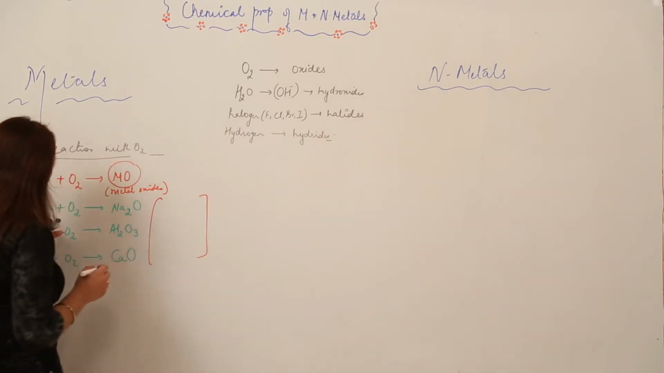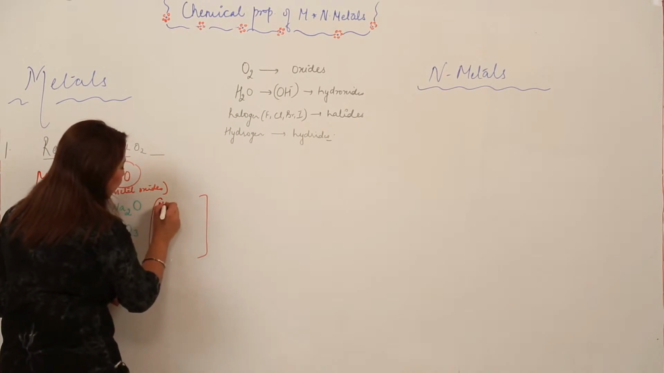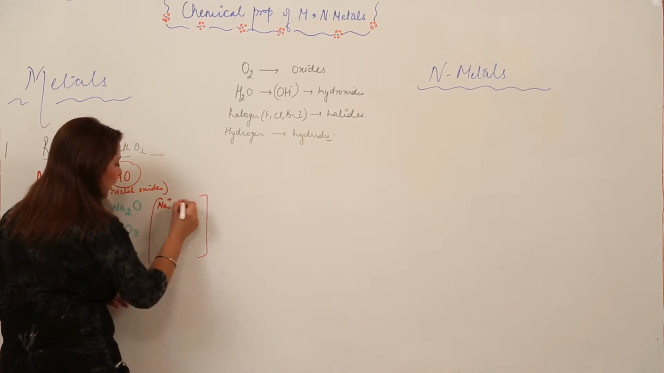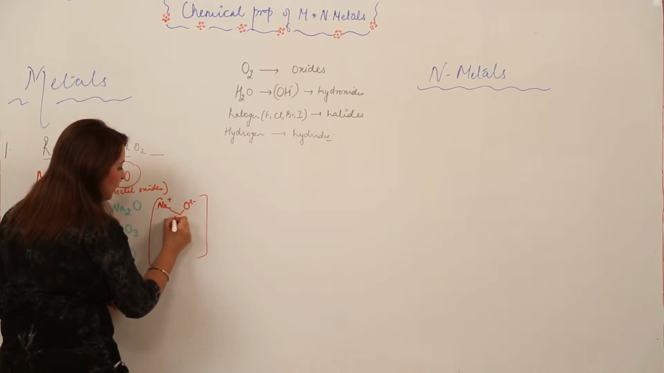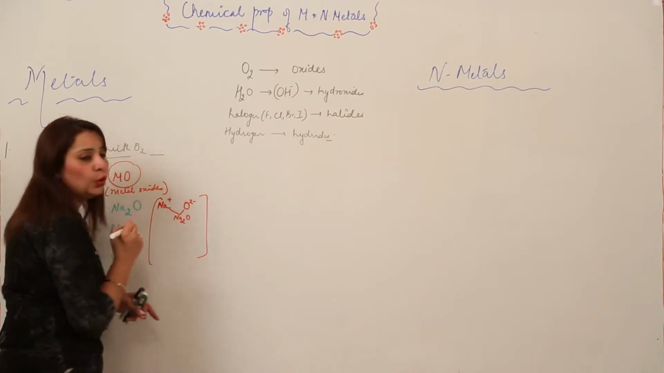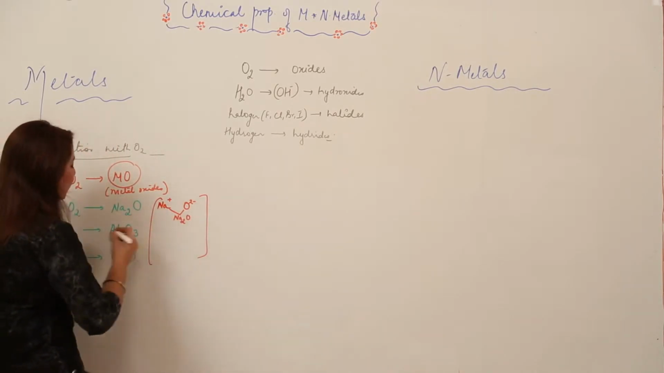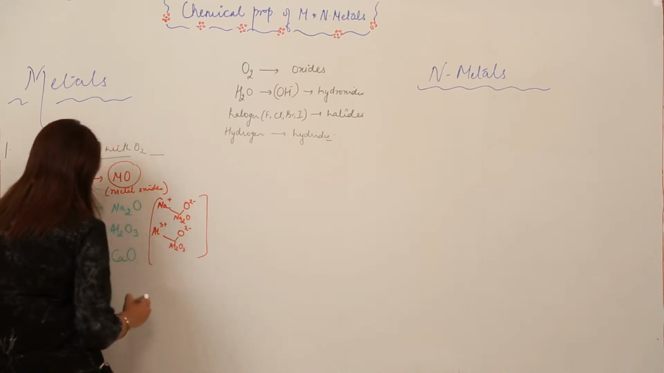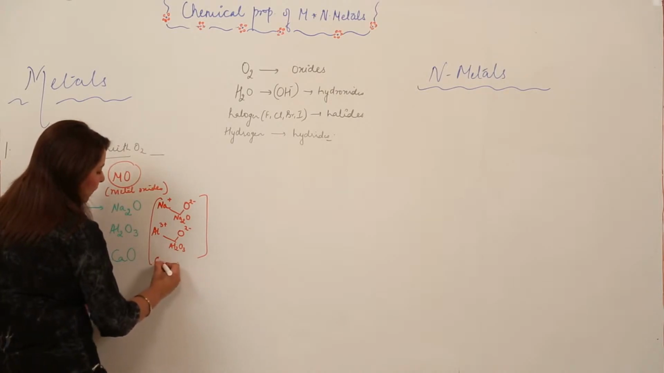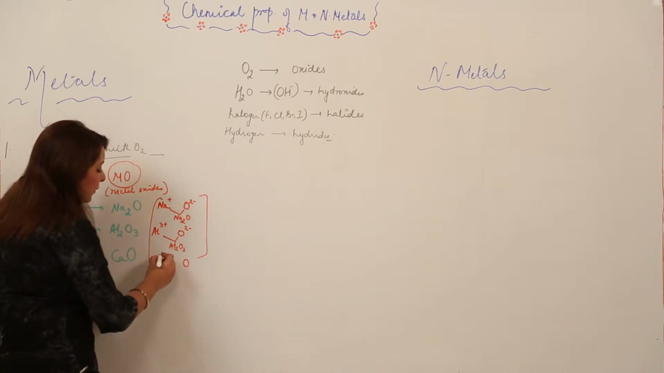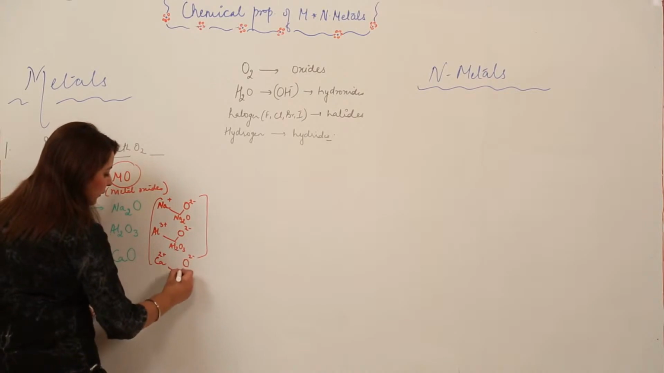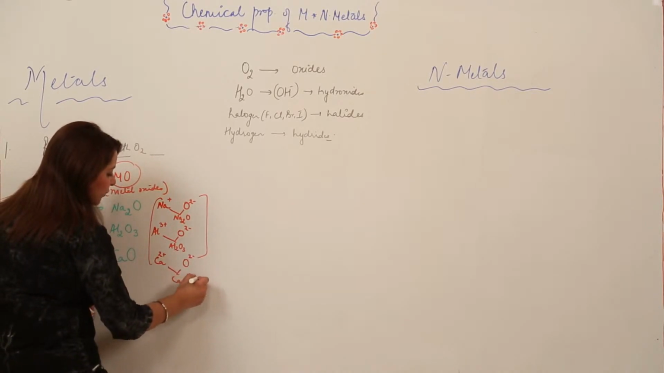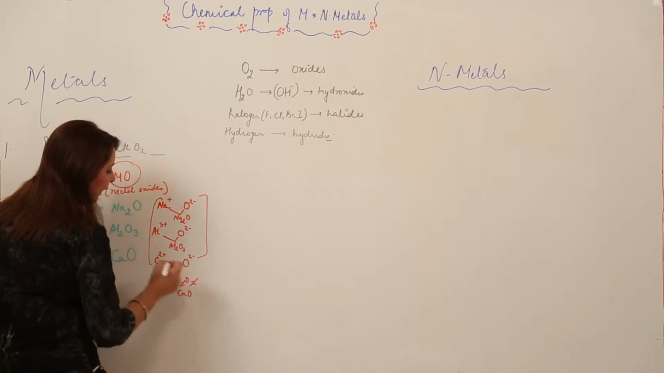When I was combining sodium with oxygen, I wrote sodium and oxygen with their valencies. Then I interchanged them, so it became Na2O. Right. Similarly, when I reacted aluminium with oxygen, with valencies 3 positive and 2 negative, I interchanged them and we get Al2O3. Similarly, when I combined calcium with oxygen, I took the valencies of calcium and oxygen and interchanged them, and because they are both 2, we simplify it and we get CaO.